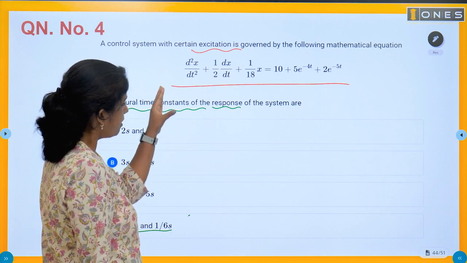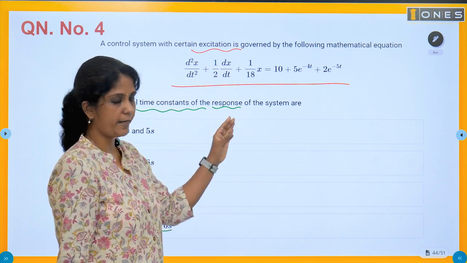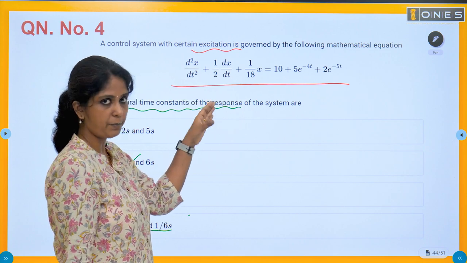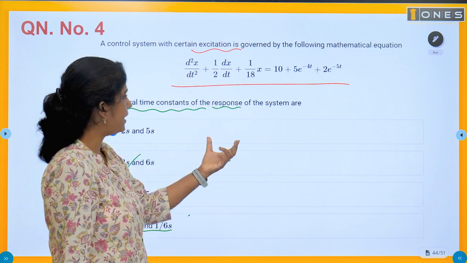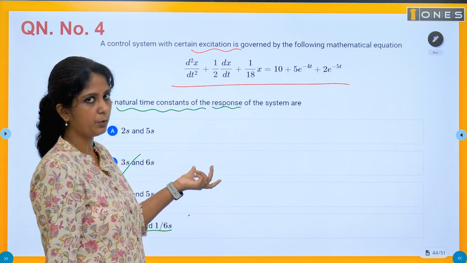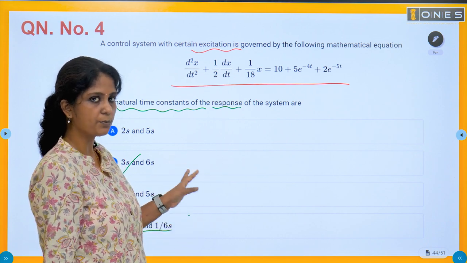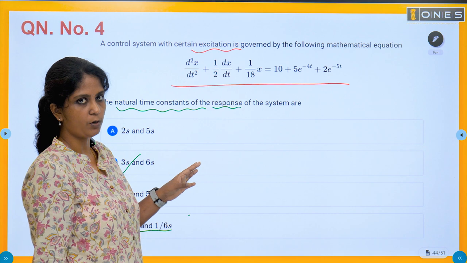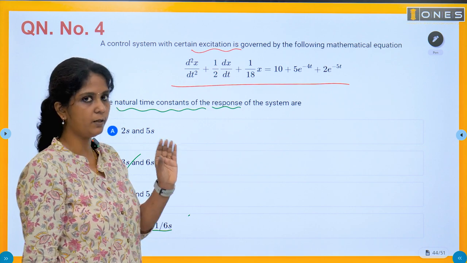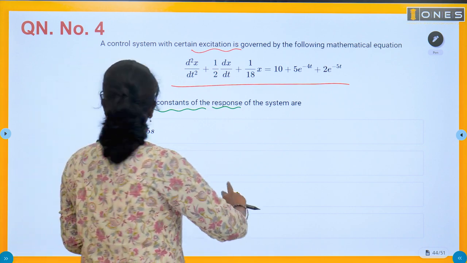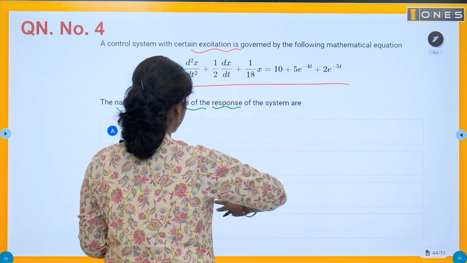Just get the response or the excitation of the system in Laplace transform, that is in S domain, and then find out which are the poles closer towards the imaginary axis in the S plane. Those poles will dominate the time response of the system. Okay, so that will give you the time constants of the system. Okay, moving on to the next question.